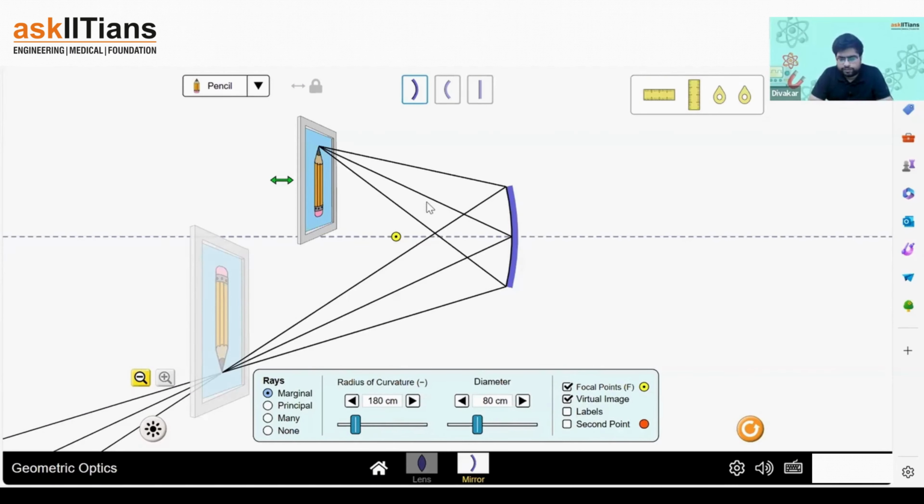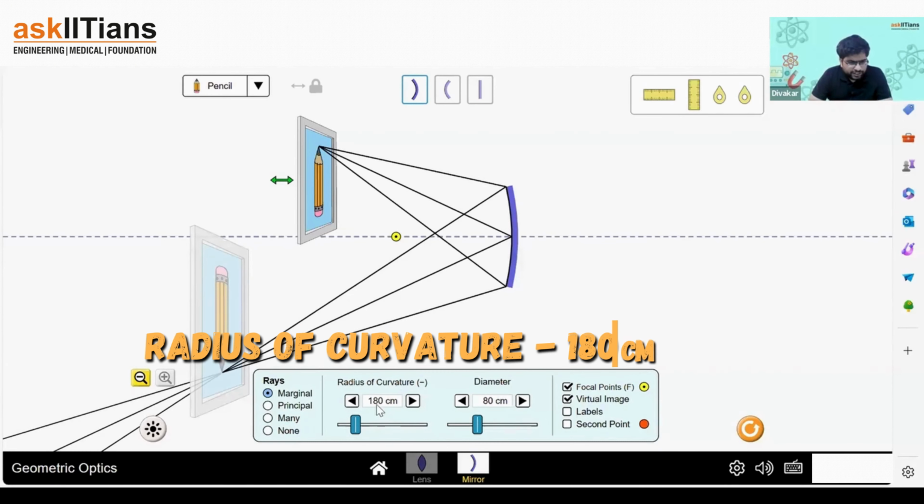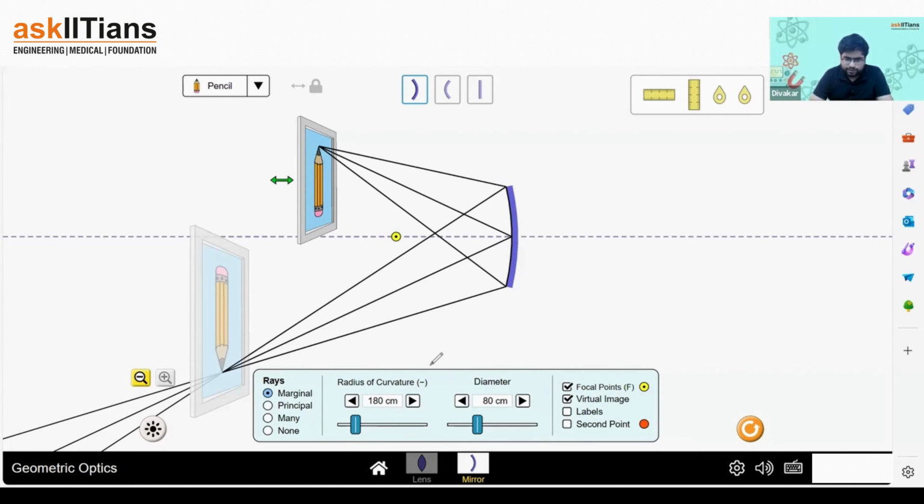A concave mirror. Now you can see the radius of curvature is how many centimeters? 180 centimeters is written. The radius is 180 centimeters. Then the diameter is basically the aperture of the mirror, so you don't have to worry about that. But the radius of curvature is 180 centimeters. So the focal length is how much? 90. And let's change it as per our question.